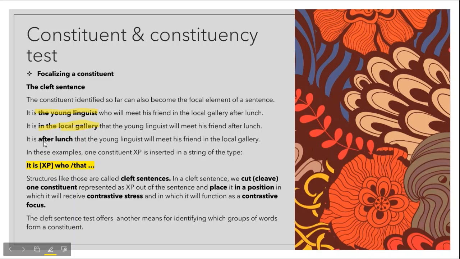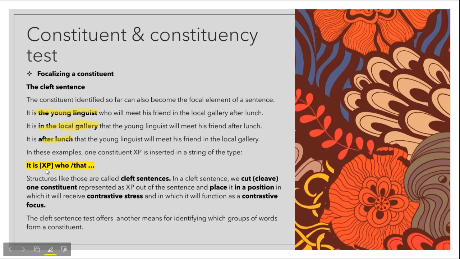It is after lunch that the young linguist will meet his friend in the local gallery. Okay, so this is constituent 2. In this example, one constituent XP is inserted in a string of the type it is XP who or that. So this is the general format of this focalization that we have here. If you look, all of them have it is. Okay, this XP, we said X can be anything: here we have an NP, here we have a PP, and here we have a PP.